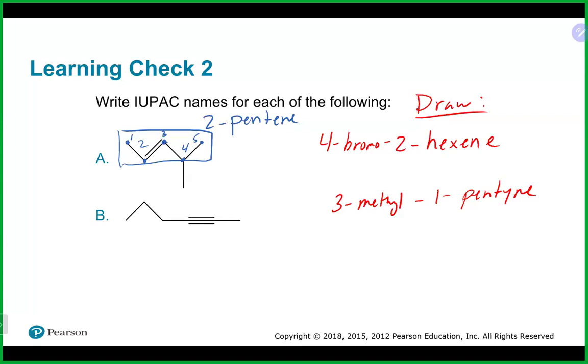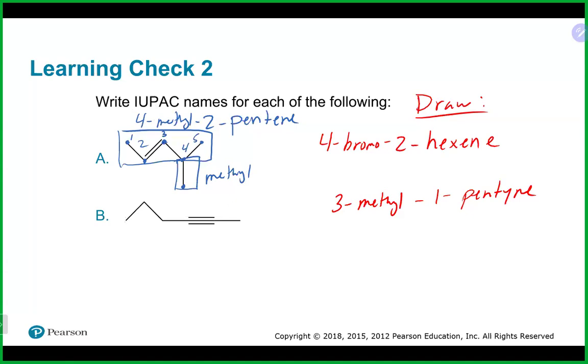Now, because we're locked into the numbering in that case, any group that is there would have to be numbered accordingly. And we have a one carbon group here at the end. A one carbon group is a methyl group, right? And that would be at carbon number 4, so 4-methyl-2-pentene. Any questions on that one?